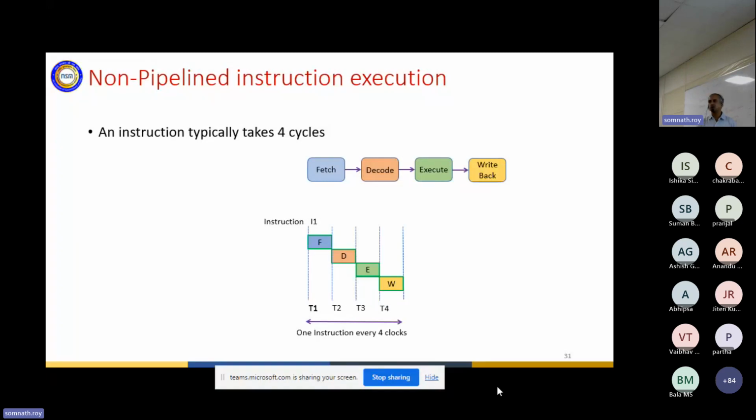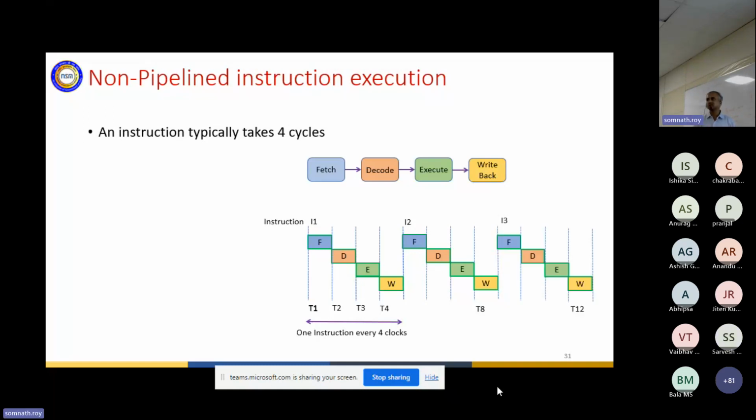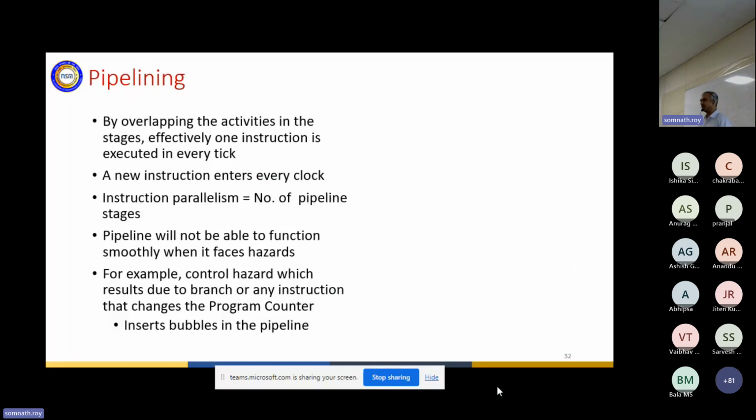So if you have a non-pipeline architecture, 2 instructions will take 8 cycles, 3 instructions will take 12 cycles. Like this, it will go. However, starting with the 8085, that was made before many of you were even born, processors use what is called a pipeline. So instead of having it disjoint like this, we will try to overlap. Let us see how it happens.